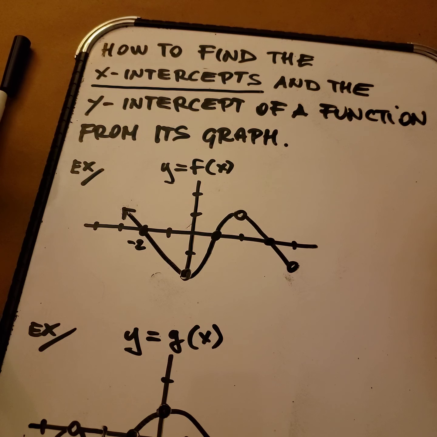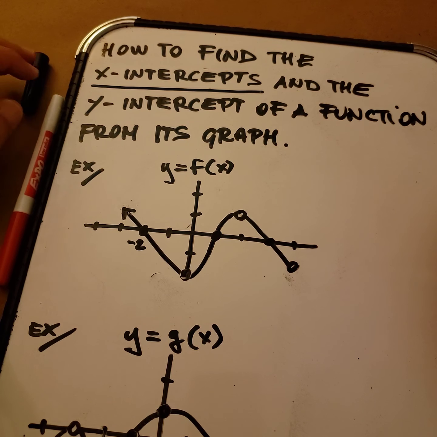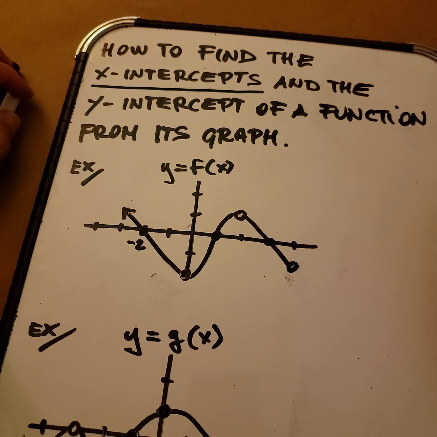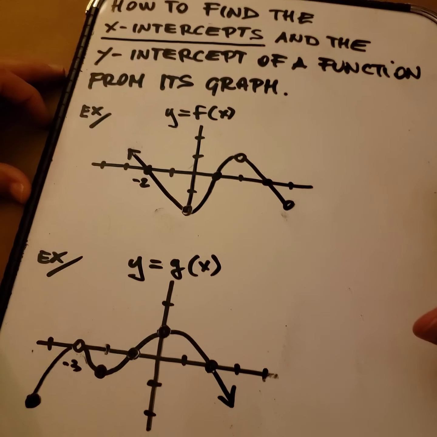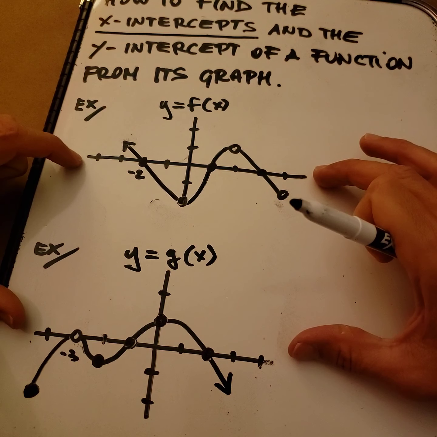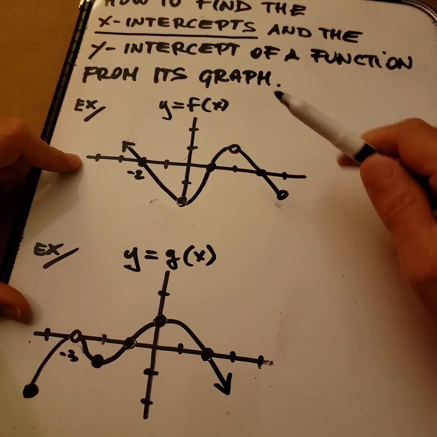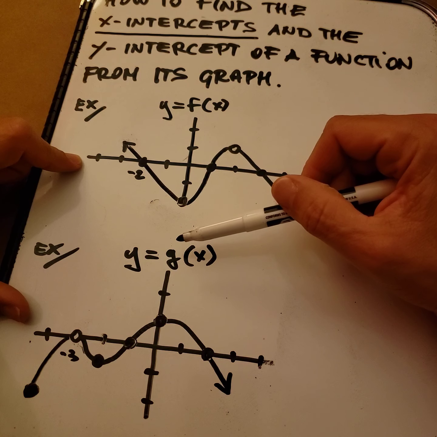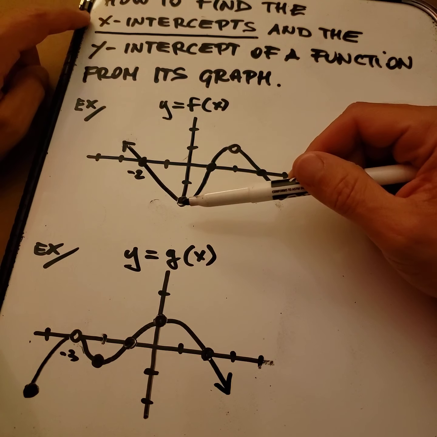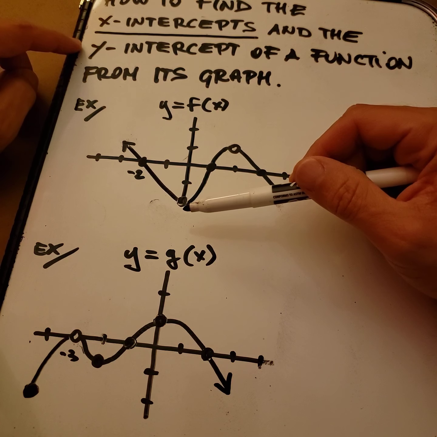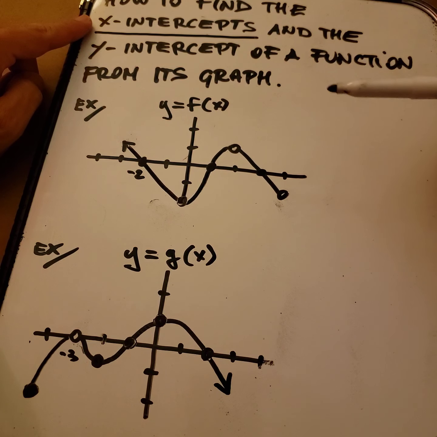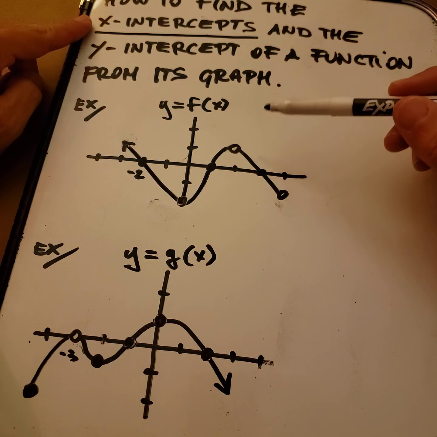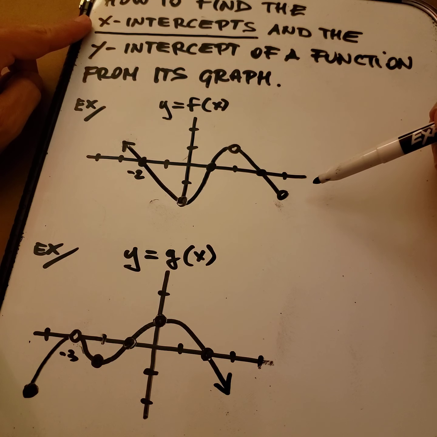Good morning, guys. In this video we'll look at how to find the x-intercepts and the y-intercept of a function from its graph. So here I have two graphs of two functions. I labeled them f and g. And we need to find graphically what the x-intercept and the y-intercept are. Now, the x-intercept in general is the value of x at which the graph of a function intersects the x-axis.